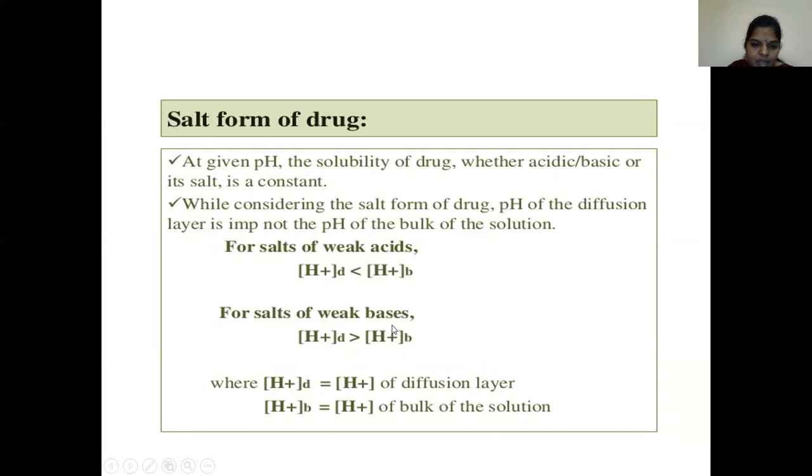For salts of weak bases, the H plus ions, the hydronium ions in the diffusion layer, are greater than the hydronium ions present in the bulk of the solution. So for salts of weak acids, the hydronium ions at the bulk of the solution are less. For salts of weak bases, the hydronium ions of the diffusion layer are more. Here, H plus in D is the diffusion layer and B is the bulk of the solution. So you understood some concept here, and we will discuss it very clearly by observing the graph, this picture.